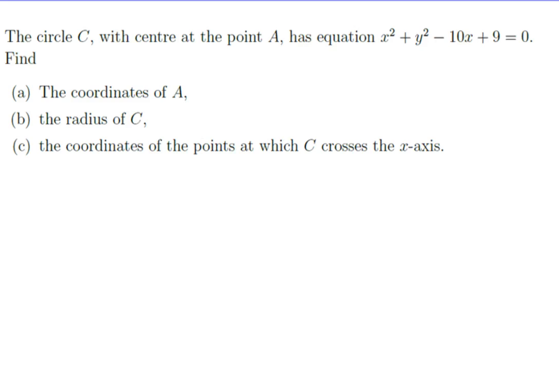The circle C with center at the point A has that equation. Now in part 1 we looked at that and we knew how to maneuver it. So we're trying to find the coordinates of A, the center, then we'll find the radius, and we'll find the coordinates at which C crosses the x-axis. Okay, so let's play around with it. We'll just write it again.